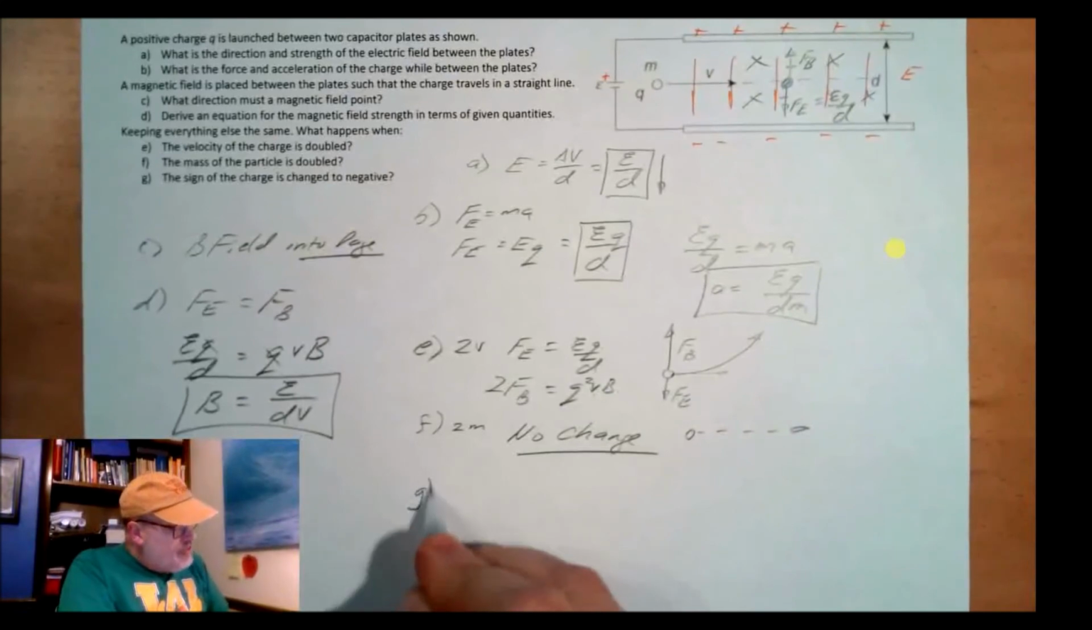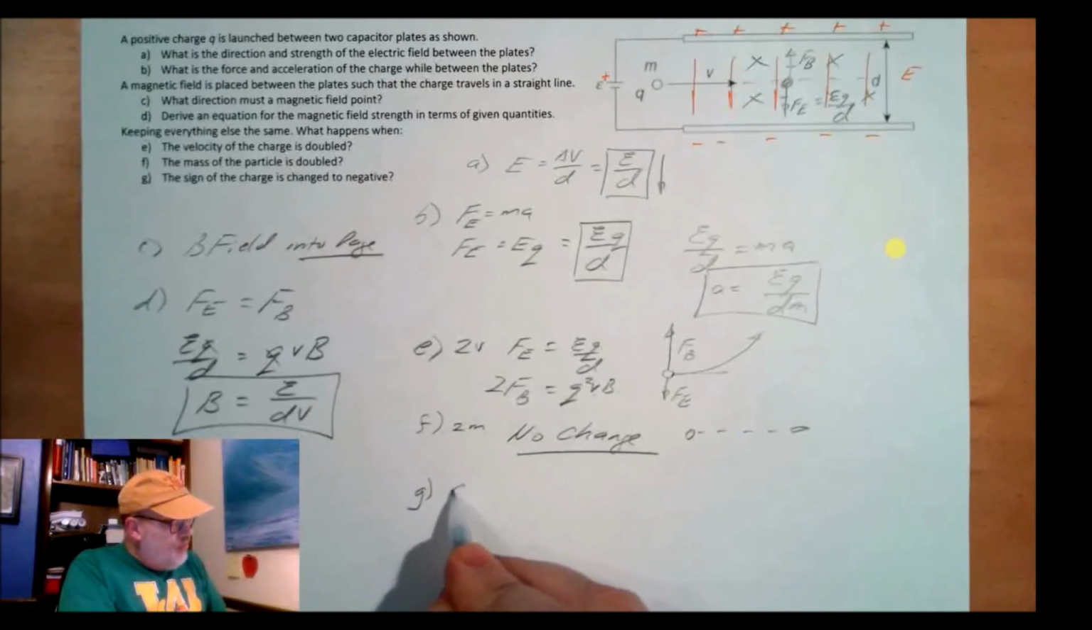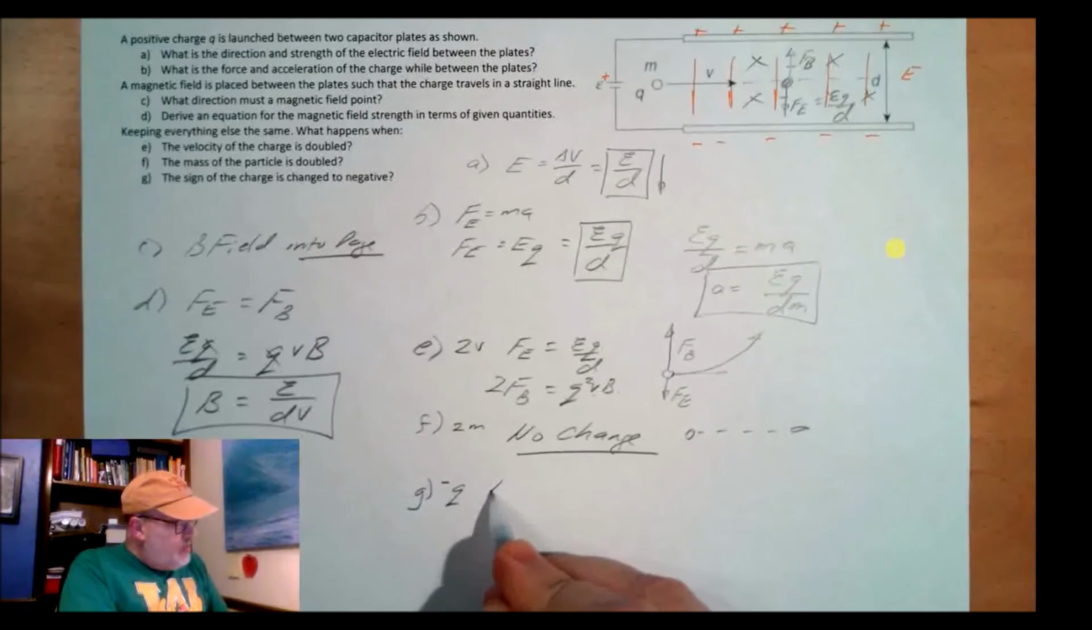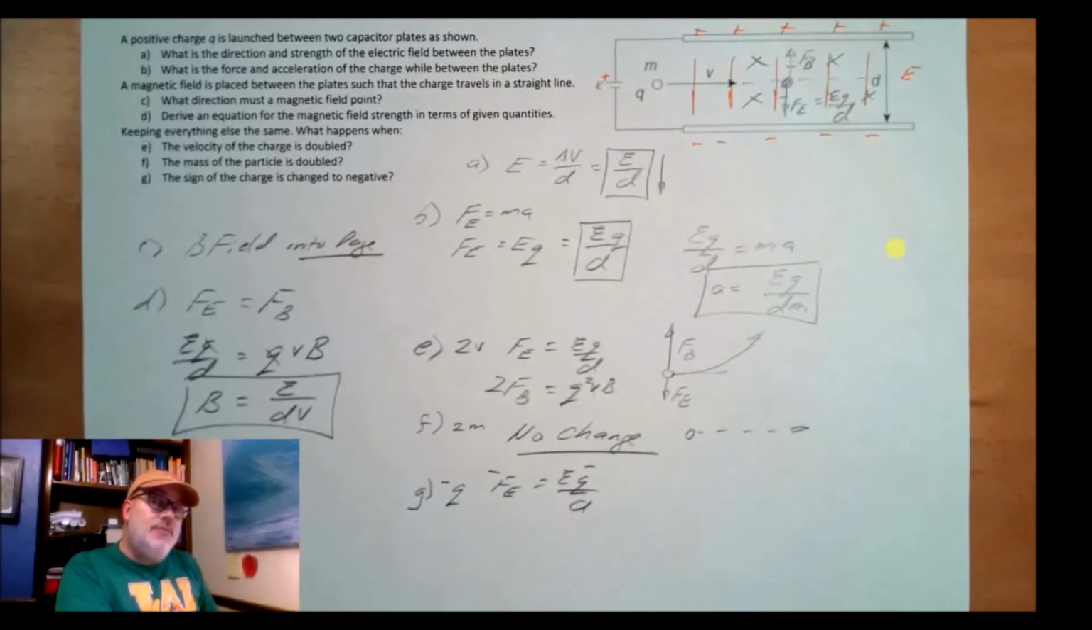How about G? The sign of the charge is changed to negative, all right? So now we go from positive Q to negative Q. So what does that do? Well, electric force equals EMF Q over D. If I make that negative, the force changes to the opposite direction.